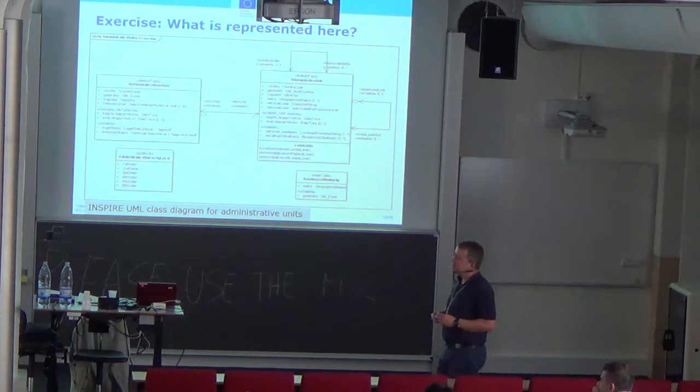Every one of these attributes is available, but then there is a constraint, at least one of them should be provided. Okay, good.